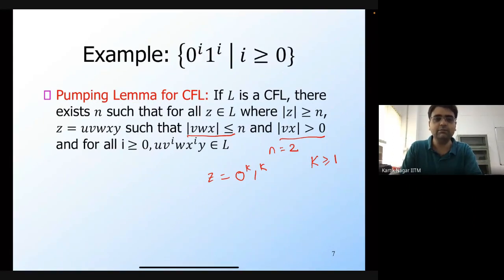So I can pump v and x as many times as I want. One way to break this down is to write this string as 0^(k-1), then 0 1, then 1^(k-1).